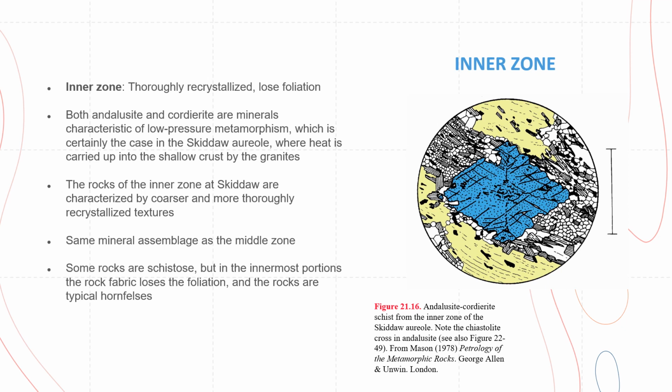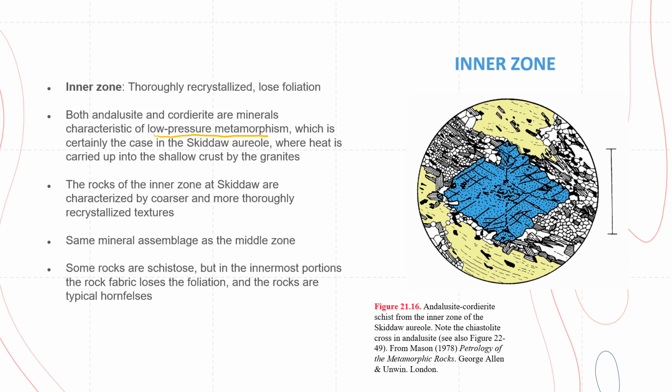Last but not least, in the inner zone, it is thoroughly recrystallized and it has lost all foliation. So both andalusite and cordierite are minerals that are characteristic of low pressure metamorphism, which is the case of the Skiddaw aureole, where heat is carried up into the crust by the granites.